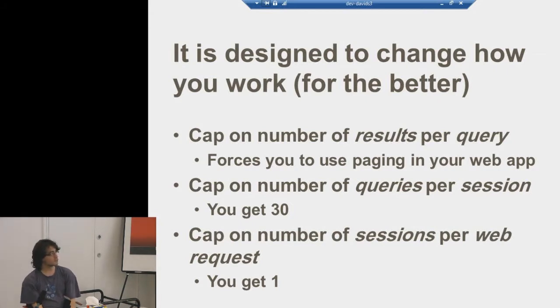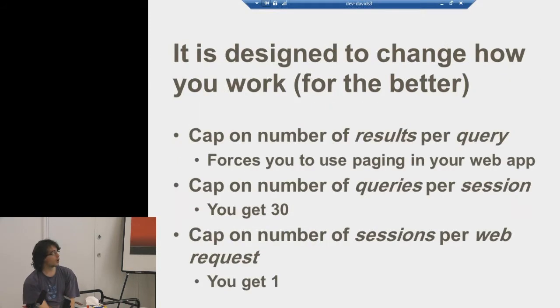So to do that, it caps the number of results per query, it caps the number of queries per session, it caps the number of sessions per web request. And what that means, all those three things combined together, means that essentially it caps the number of results per web request to about 30,000. So you can only access at most 30,000 things from the database in each web request, and chances are you're accessing a lot less.